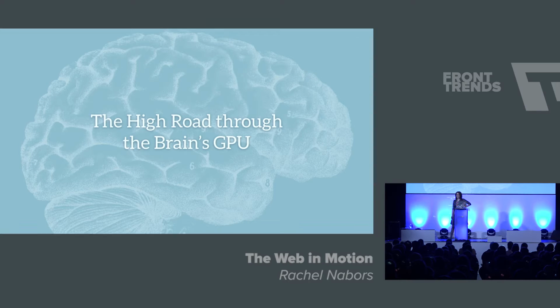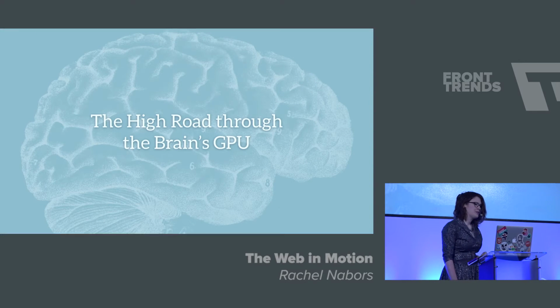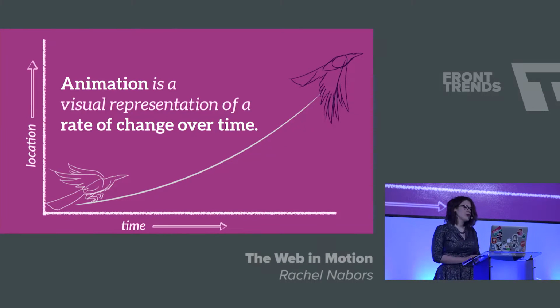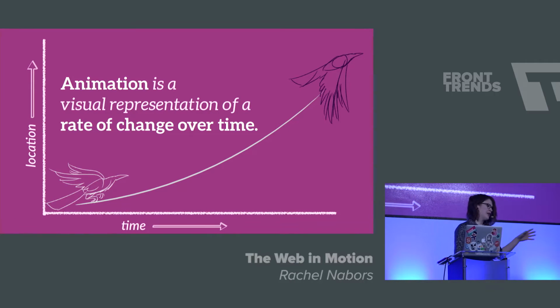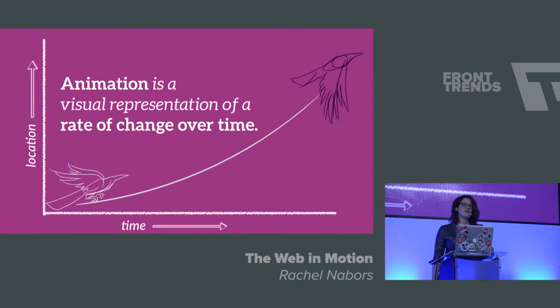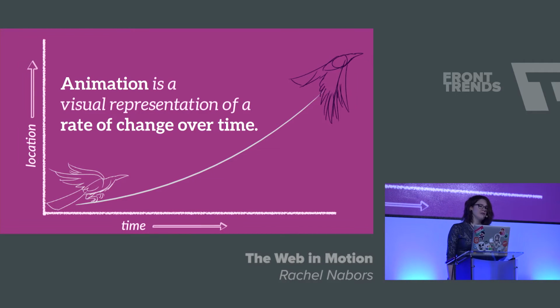Why do some designs, mainly apps, use animation while others, mainly web, don't? Scientific reasons. So at its core, I want you to remember this, because you will hear a lot of different words bandied about: animation adds delight, animation does blah, blah, blah. But at its core, animation is merely a visual representation of a rate of change over time.